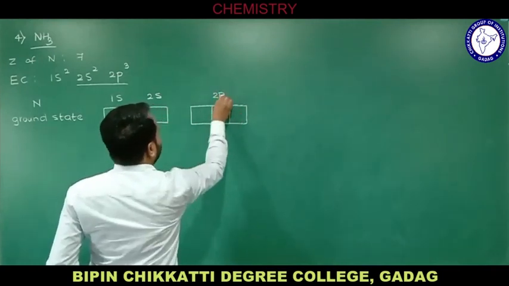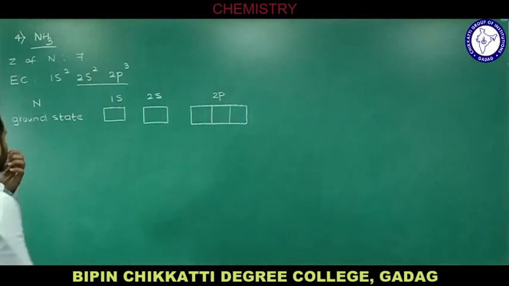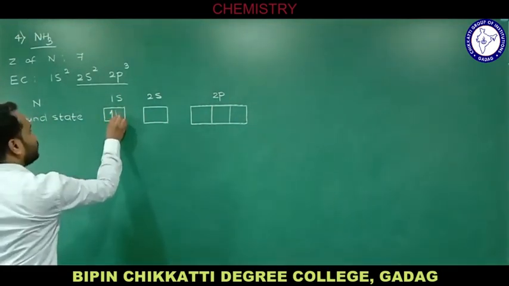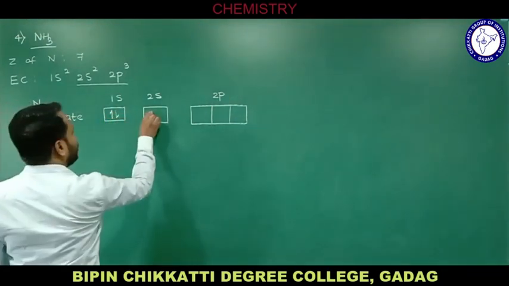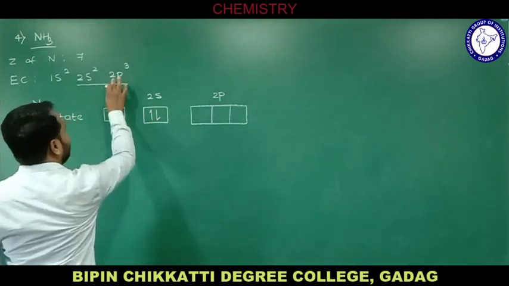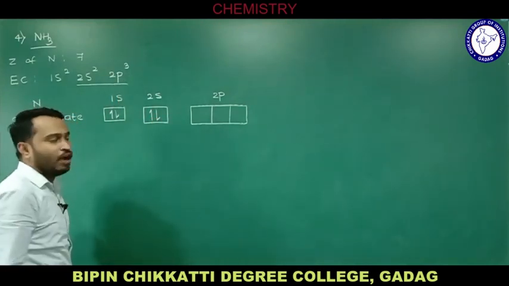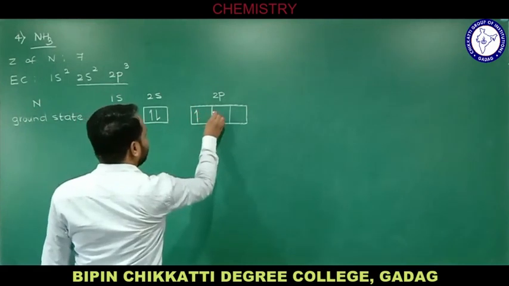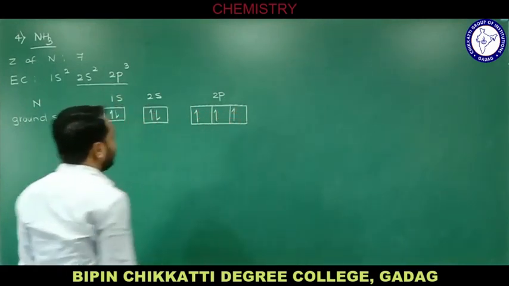This is for 2p. Now we will fill the electrons. In 1s we have 2 electrons in the form of a pair. In 2s we have 2 electrons. In 2p we have 3 electrons. Fill according to Hund's rule. Therefore, 1, 2 and 3 I am going to consider.